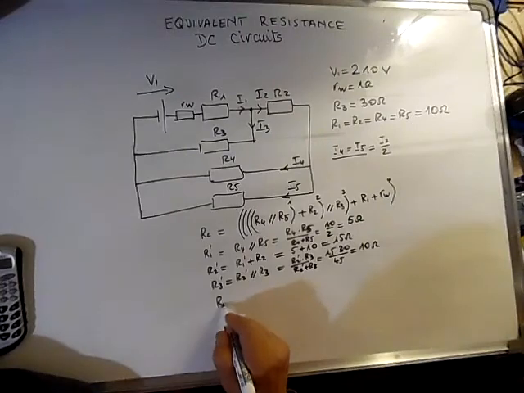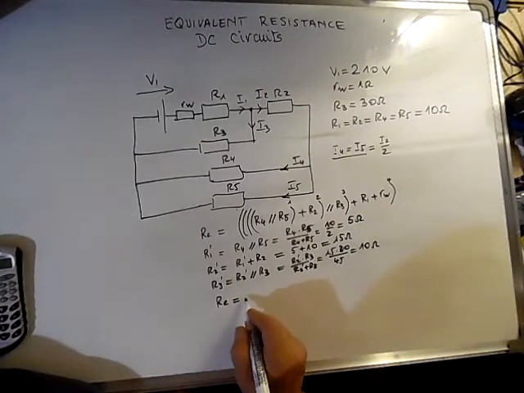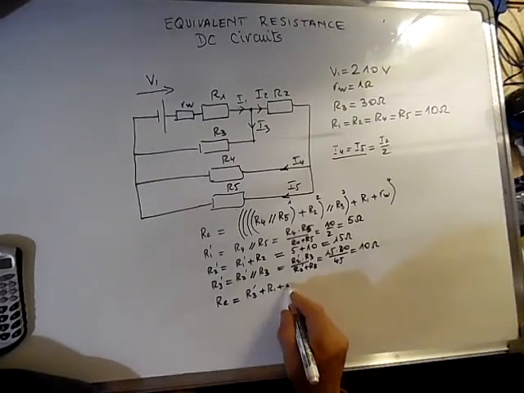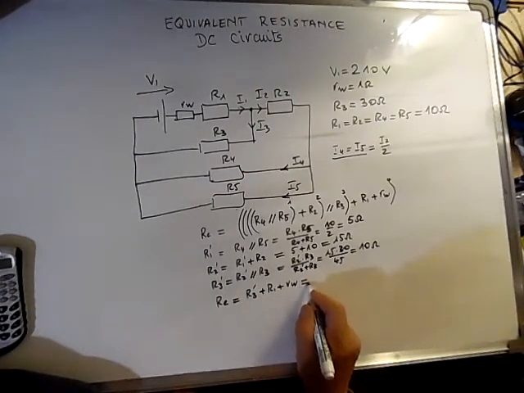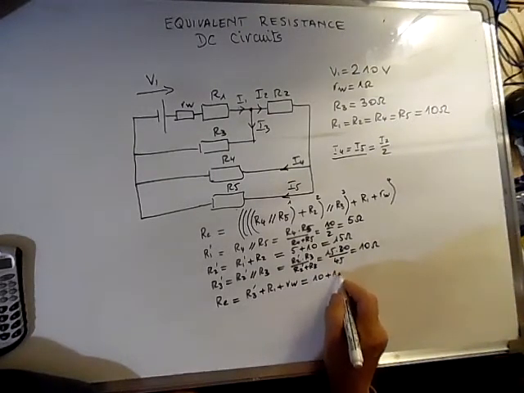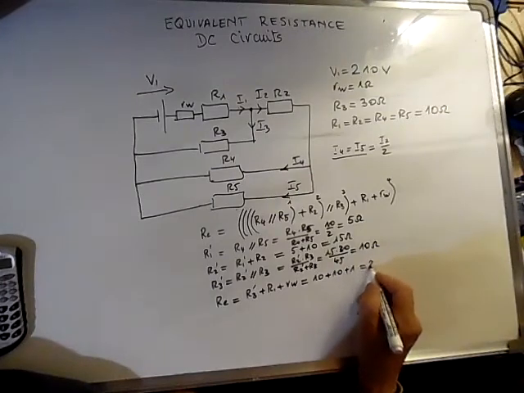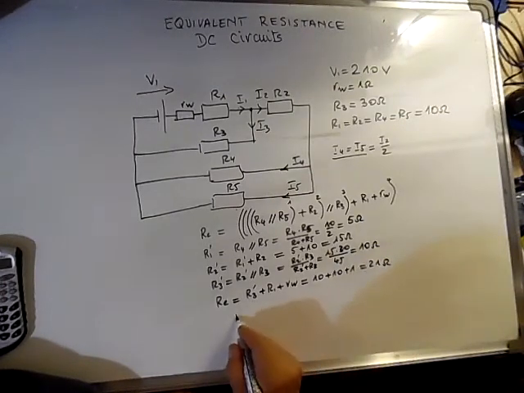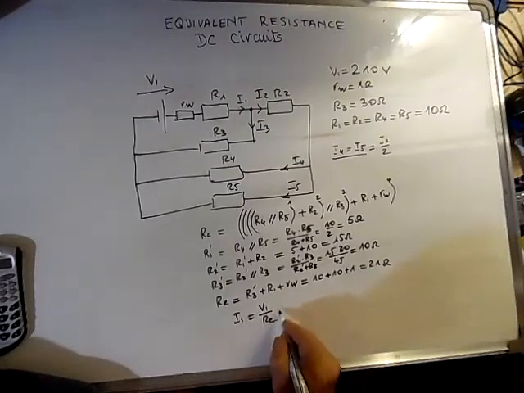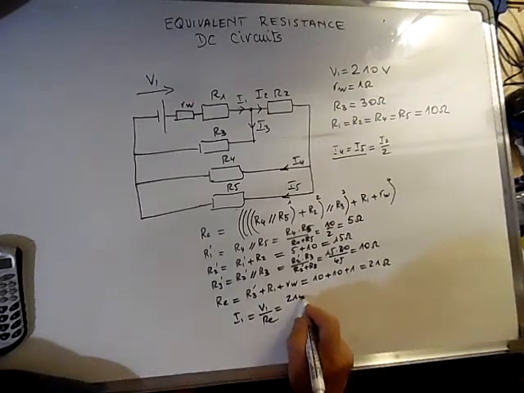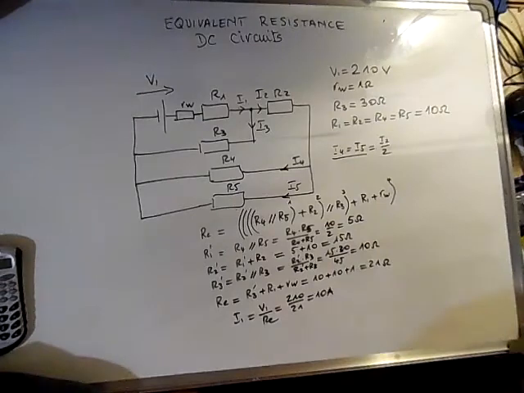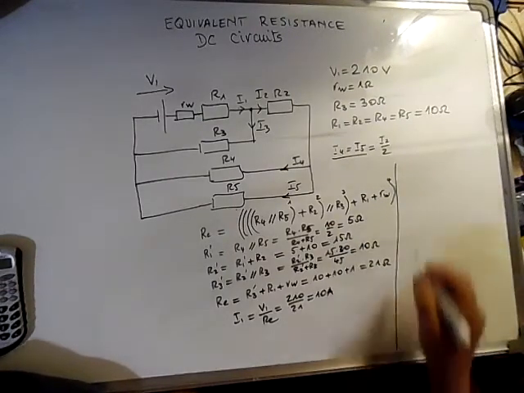Now we calculate RE, the equivalent resistance. It is R3 prime plus R1 plus RW, which is the internal resistance of the generator. So it means it's 10 plus 10 plus 1, and it's 21 ohms. We can calculate now I1. It's V over the equivalent resistance. It's 210 over 21, and it's 10 amps. You see, it's not difficult.